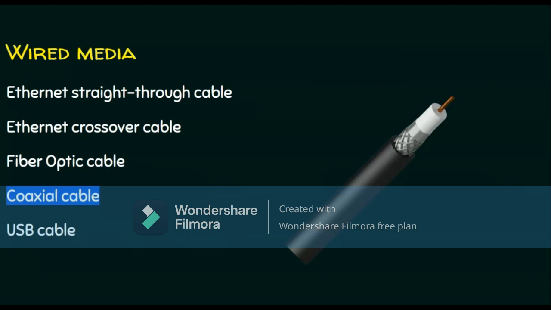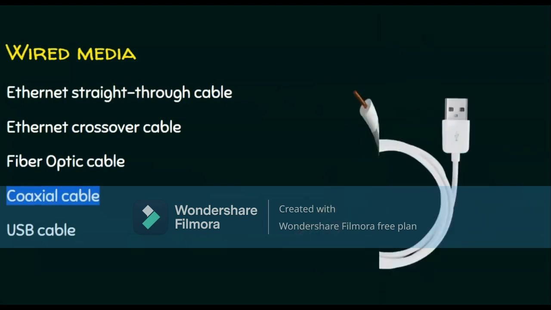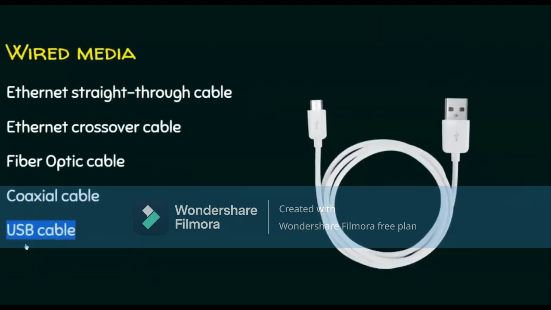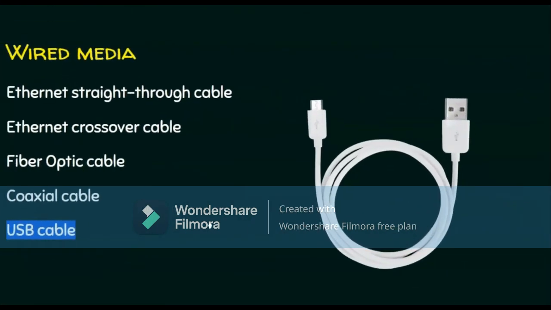If you have a set-top box, just go and see this coaxial cable which connects the dish antenna and the set-top box. This cable also carries the data in the form of electrical signals. And coming to USB cable, USB stands for Universal Serial Bus. This cable is used to connect a computer and a smartphone. We know very well if we want to connect our computer to a smartphone, most of us will prefer this cable only. And we are done with wired media.